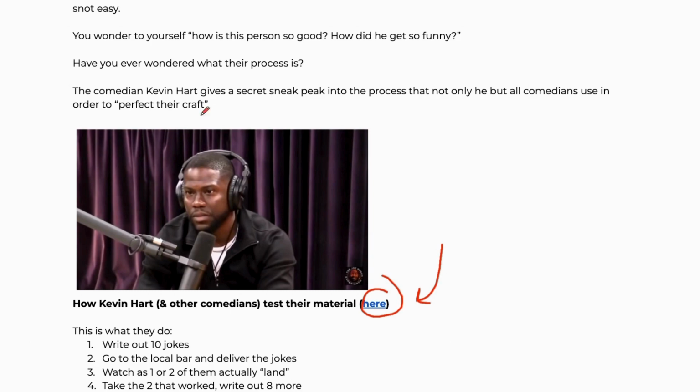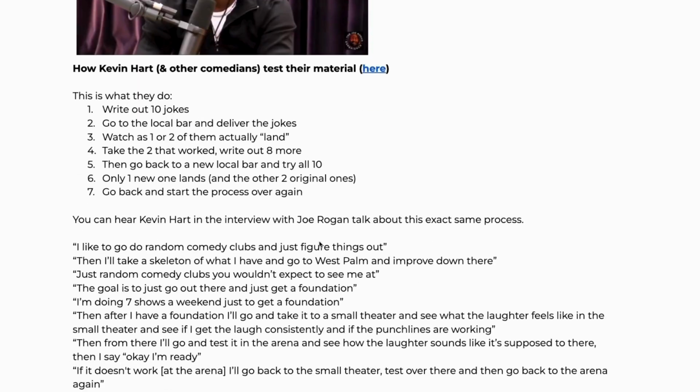And so the entire process that Kevin Hart talks about on here effectively breaks down to: write 10 jokes, go to the local bar, deliver the jokes. One or two of those jokes are going to land, right? Go back to your home or wherever, and write another 8 jokes. Now you got 10 again. Go back to the local bar again. And then out of that, another one will land. And now you got 3. And then you go back and do that process over and over and over again.